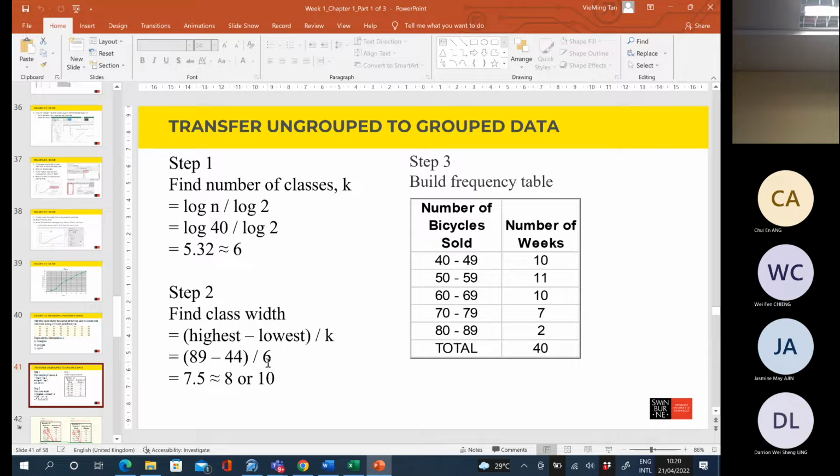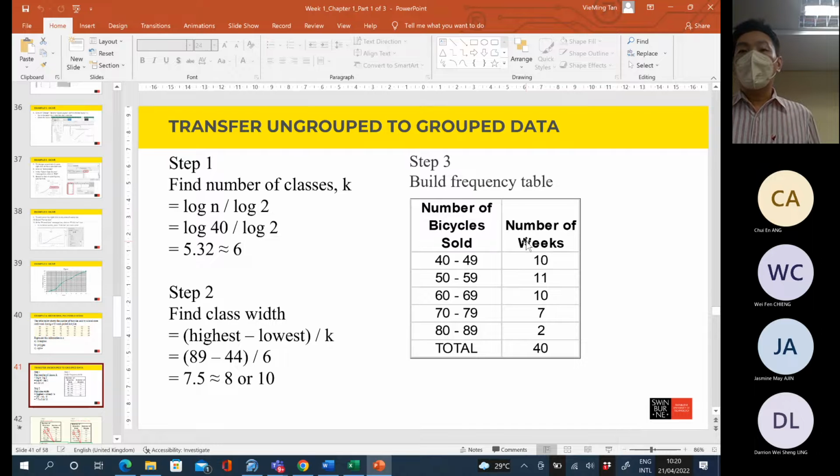Okay. So this column is called the class column, the X column. The first column is called the class column or the X column. All right. So now we need to move on to the frequency column, which is the second column. In this case, the frequency column is called number of weeks. Depends on the question. For this question, the frequency refers to number of weeks.